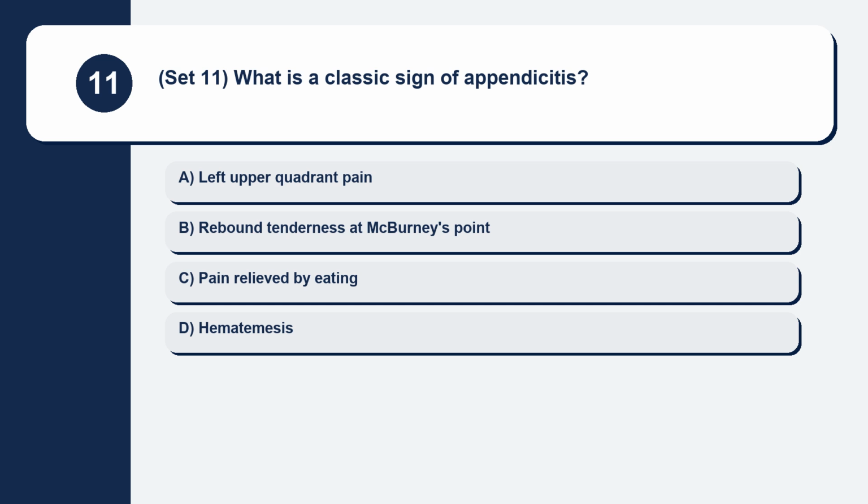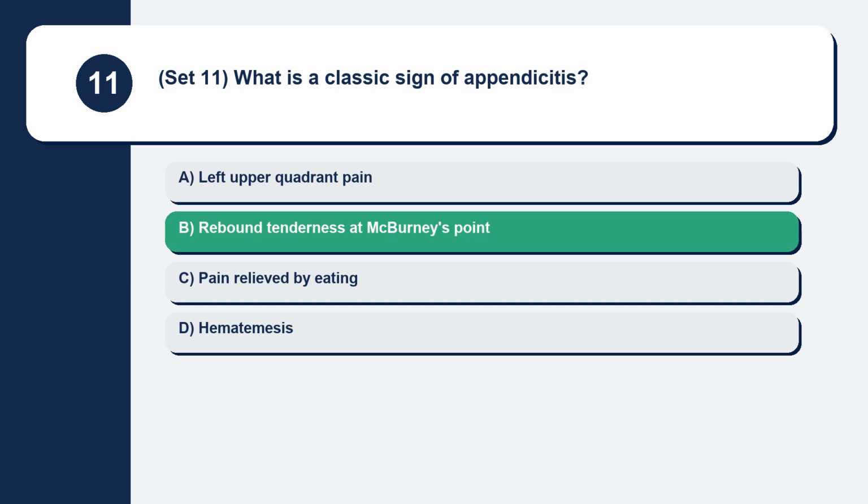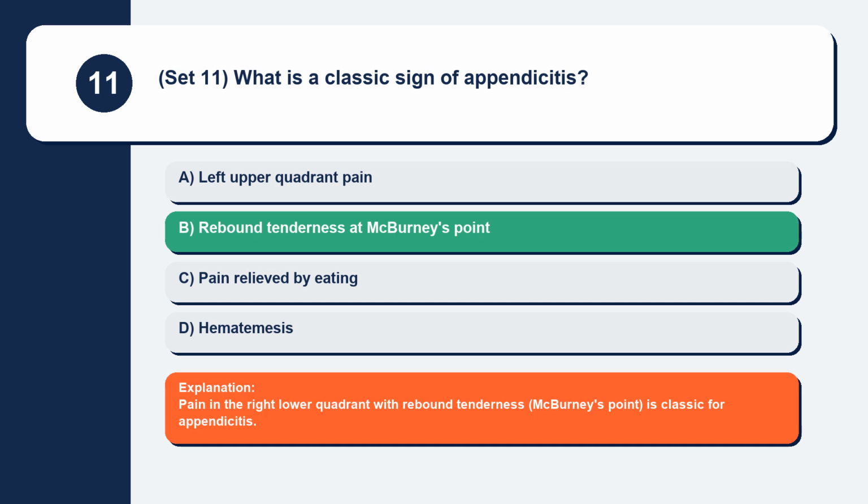Question 11, Set 11. What is a classic sign of appendicitis? Left upper quadrant pain, rebound tenderness at McBurney's point, pain relieved by eating, hematemesis. Pain in the right lower quadrant with rebound tenderness, McBurney's point, is classic for appendicitis.